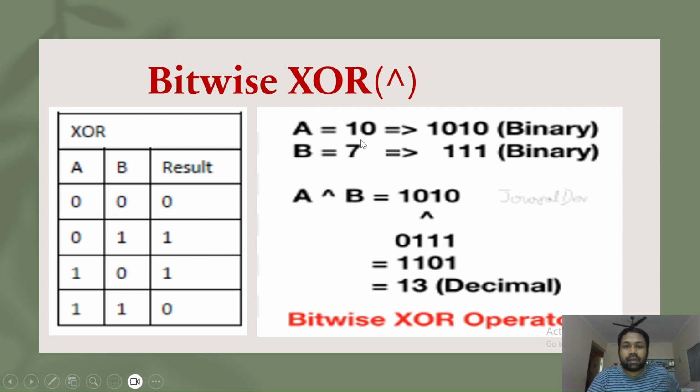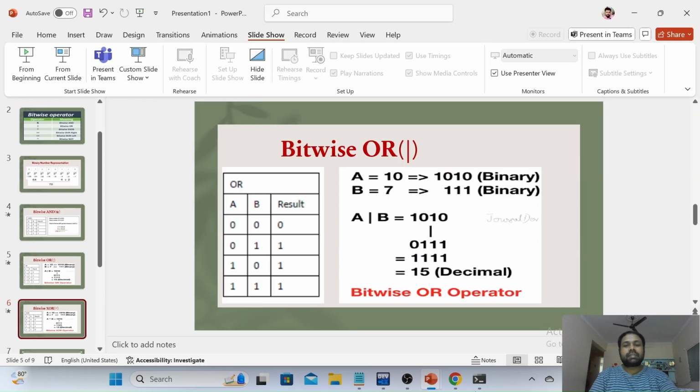So again, A value 10, B value 7 given. Same example taken, 0 1. 2 bits are different, that's why this answer is 1. 2 bits are the same, answer is 0. 2 bits are different, answer is 1. 2 bits are different, answer is 1. 1101 is the binary representation for the number 13. And the same thing I am applying.